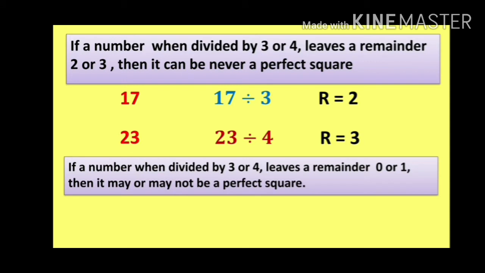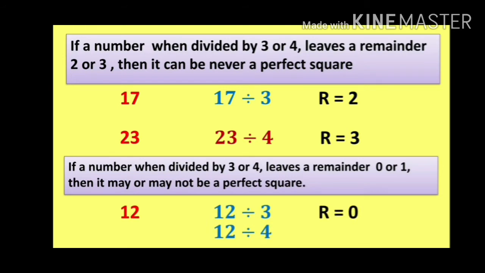or 1, then it may or may not be a perfect square. So the reverse is not always true. We say that a perfect square when divided by 3 or 4 will leave a remainder 0 or 1. But if we take a number like 12 and divide it by 3 or 4, obviously we'll get the remainder 0. But 12 is not a perfect square. Although on dividing by 3 and 4 we get a remainder 0, it is not a perfect square. So you have to be careful that the reverse is not true every time.